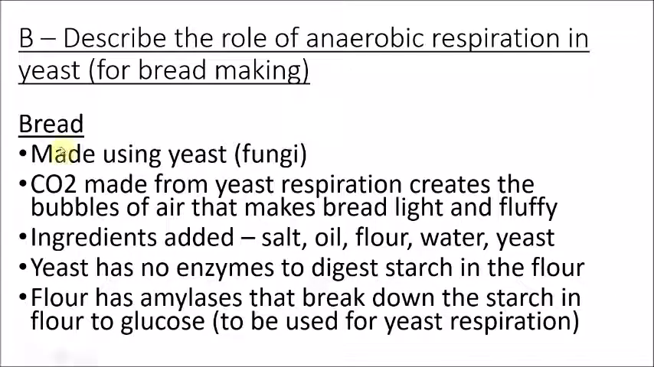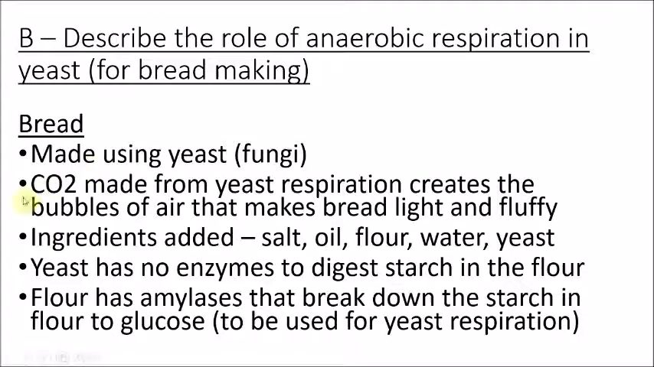The next thing to talk about, the next objective, is how anaerobic respiration is used in yeast for bread making. So the first one was about how we use anaerobic respiration for making ethanol for biofuels. This is about bread. It's made using yeast, which is a fungi. Now, what happens is, off the back of the anaerobic respiration, CO2 is made. Now, CO2 in bread would bubble up and create a light and fluffy texture within the bread, which is why they use yeast to do it.